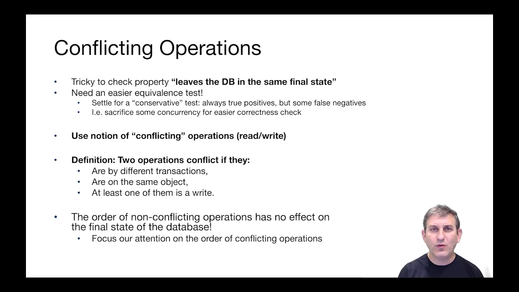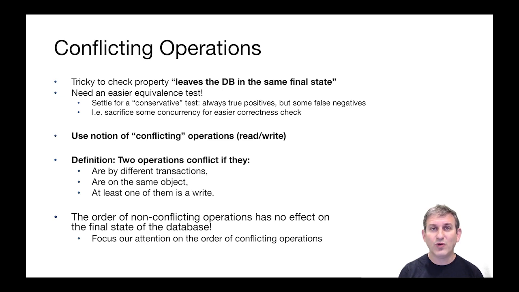It's difficult to check whether two schedules leave the database in the same final state. We need an easier test for equivalence. And we're going to settle for a conservative test, meaning one that when it says things are truly equivalent, they indeed are, so it's got true positives. But sometimes it may say, I'm not sure if they're equivalent, and they may in fact be equivalent. So those would be false negatives. That's okay. Whenever this check says, I'm not sure, we're going to reject the equivalence.